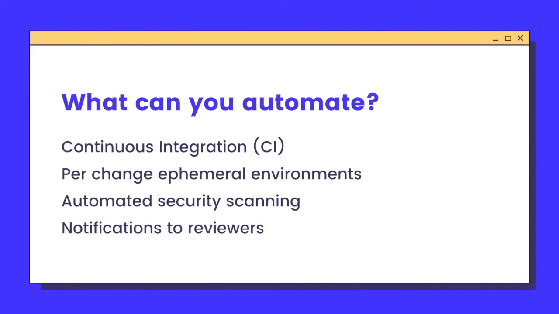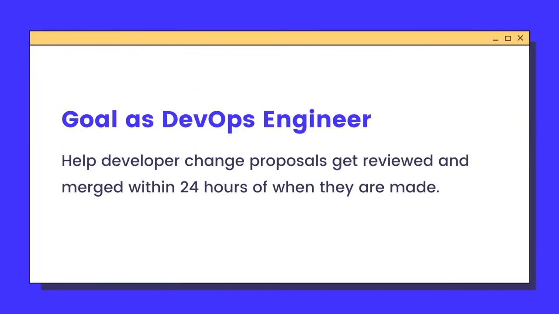So what can be automated for a DevOps engineer? You can automate things like automated test running per change, ephemeral environments, automated security scanning, notifications to reviewers, getting the right people to review it at the right time. And the end goal of all of this automation is that a developer should be able to propose a change and get it merged the same day they propose the change.